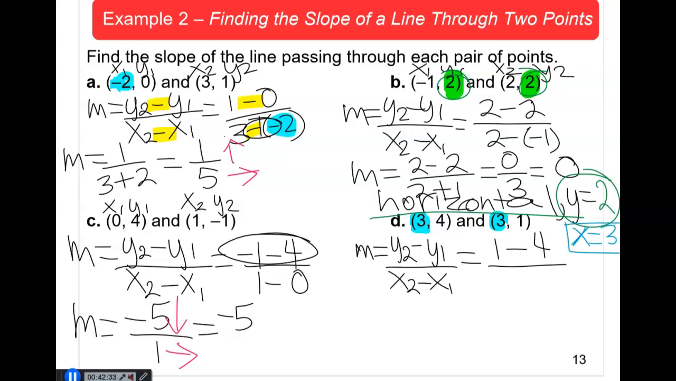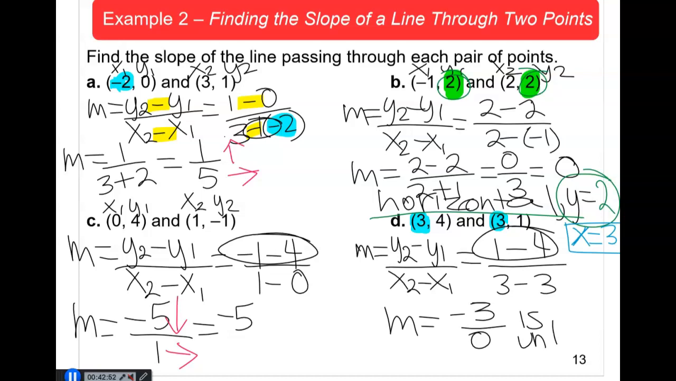However, I'm just still going to finish the problem. So x sub 2 is 3 minus x sub 1, which is 3. So what's happening here is that the numerator is going to be equal to negative 3, but the denominator is going to be equal to 0. And for this operation, we say that it is undefined. And we know that it's going to be a vertical line. So that's it for that slide.